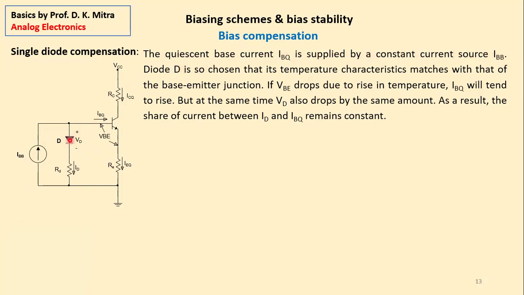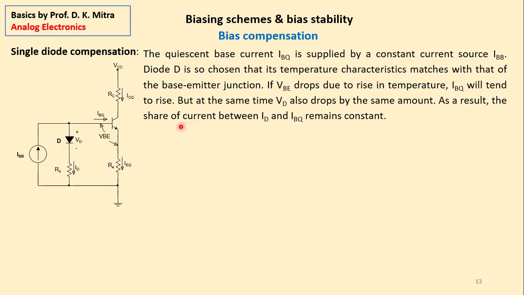A diode D is so chosen that its temperature characteristics match with that of the base emitter junction. So you have chosen the transistor. You know it is silicon or germanium. You know its base emitter junction characteristics. And you find out from your stock an exactly similar diode having exactly similar temperature dependence characteristics of the base emitter junction voltage.